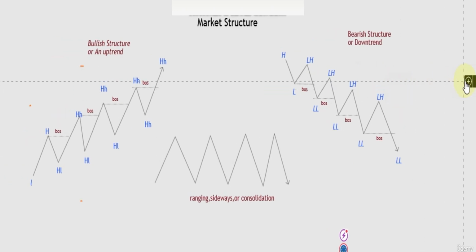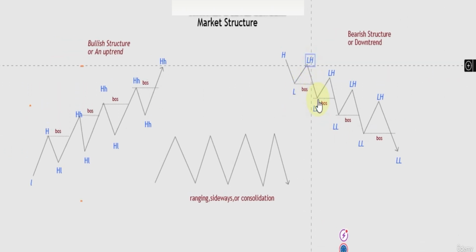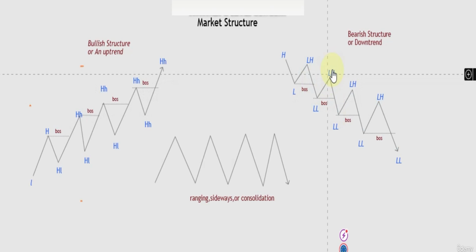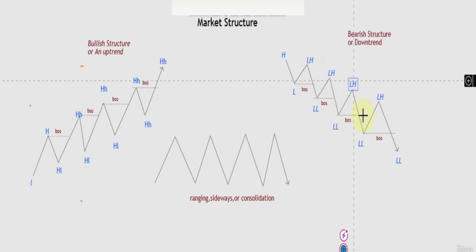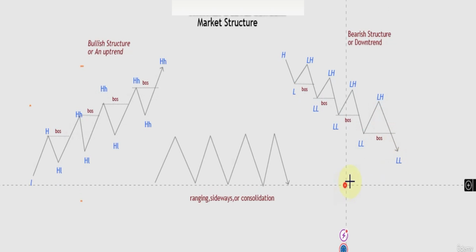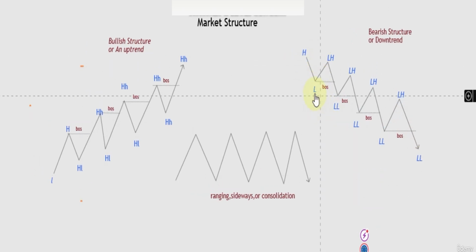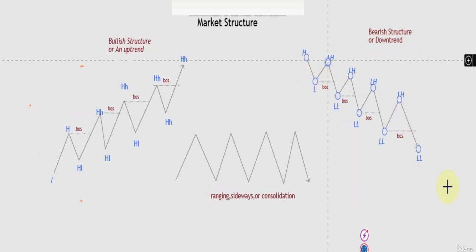So the same thing. So price keeps going high, break structure, high, lower low, creating lower highs, lower lows, lower high, lower lows. Okay, that is it for a bearish structure or a downtrend market.